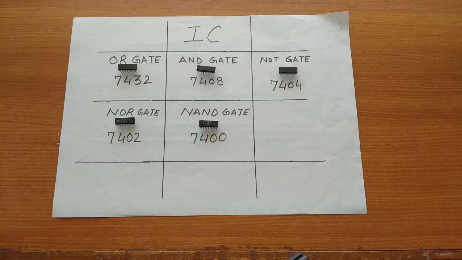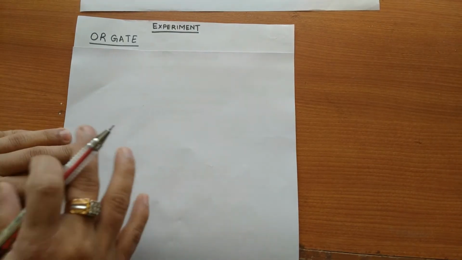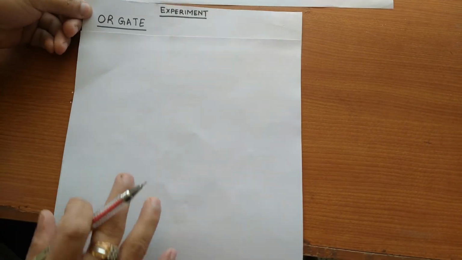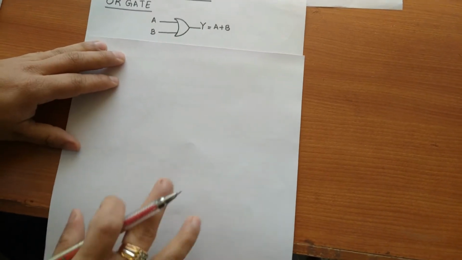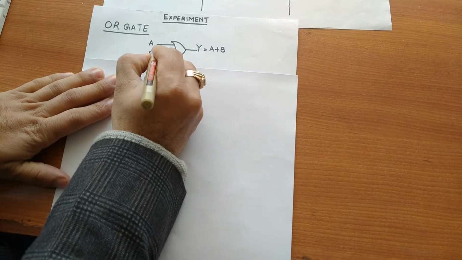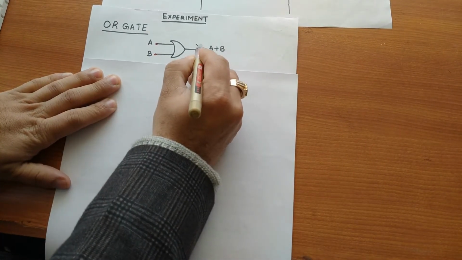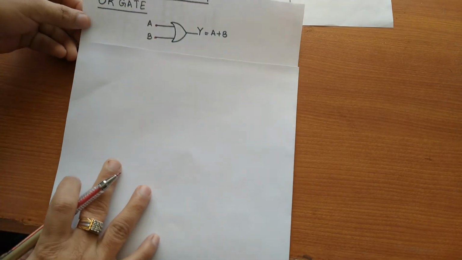Now what we are going to do is perform the experiment. We will start with the OR gate. As you have already studied this OR gate, this is its symbolic representation, where you provide two inputs, input A and input B, and you get the output Y, which is equal to A plus B.